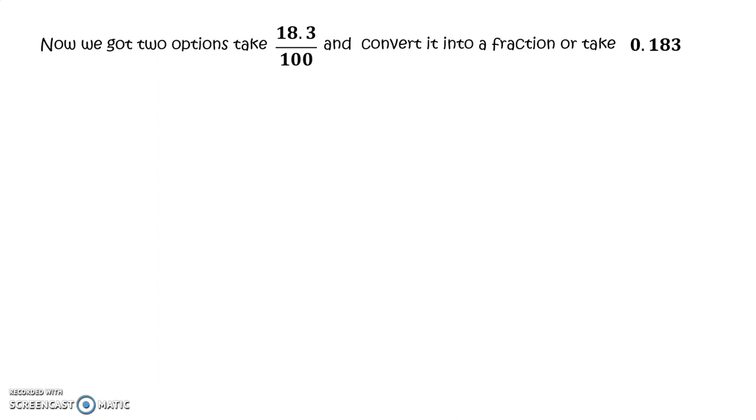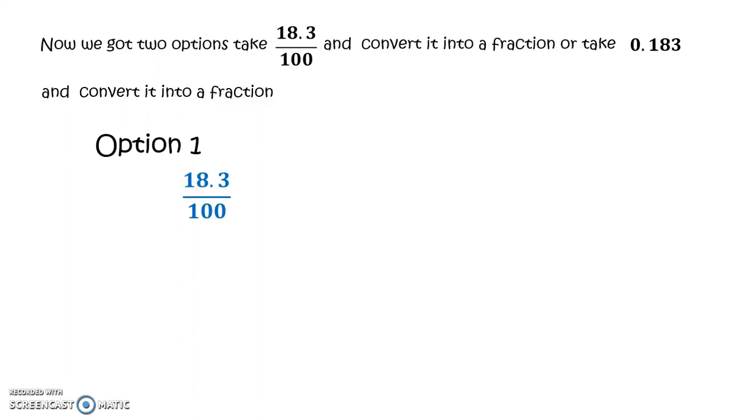Now we have two options in here. The first option is to take 18.3 over 100, that is the fraction form of the percentage, and convert it into a fraction, or take directly the decimal number and convert it into a fraction. So in this example, I'm going to do both options. The first one is to take 18.3 over 100, and we amplify this fraction 10 times, so the number on the top becomes an integer number.